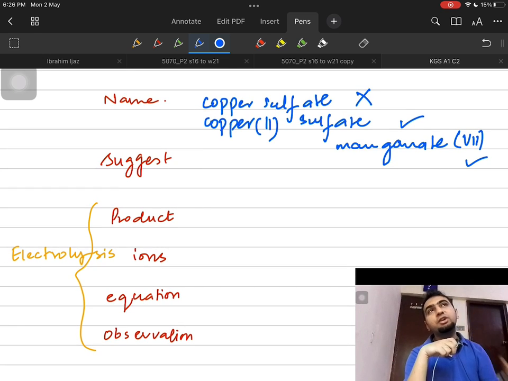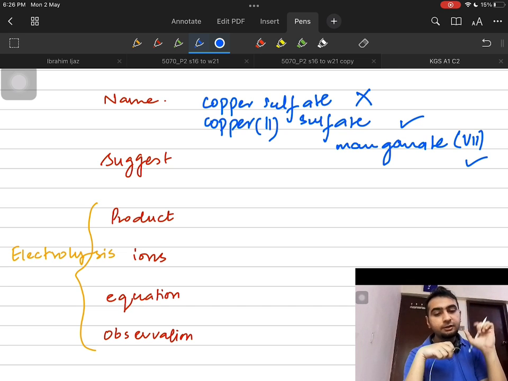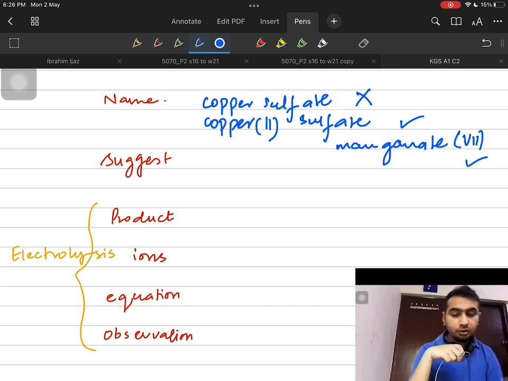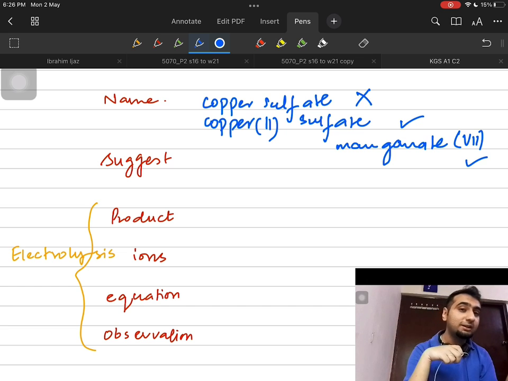Another set of questions that often confuses people is from electrolysis. When they sometimes ask you for naming the product, they sometimes ask you for talking about the ions which are moving or the ions which are oxidized or reduced or whatever. They sometimes want you to write the equation. They sometimes want you to write the observation. So this is something that messes your marks over here.